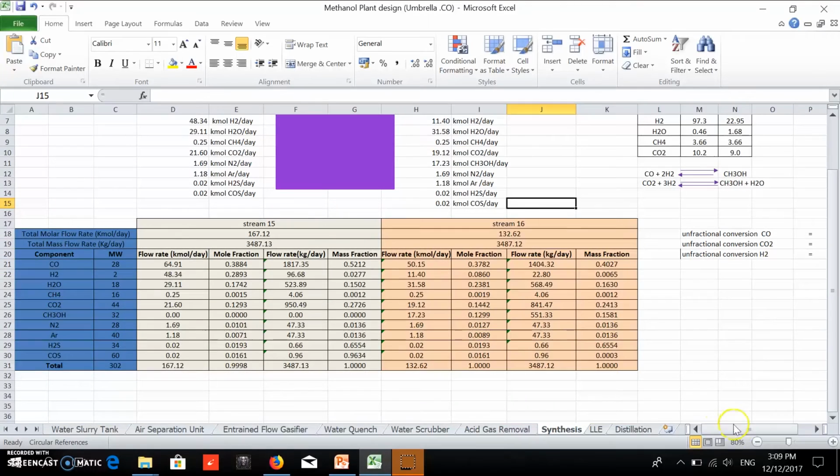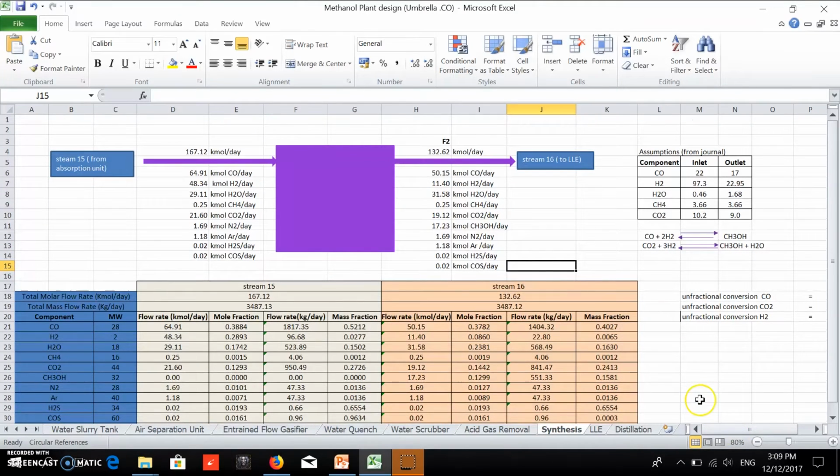Okay, next is the synthesis. I will explain about the synthesis unit. The synthesis unit feed comes from the absorption unit of acid gas removal. The equations for the synthesis unit are here: CO plus 2H2 producing methanol, and CO2 plus 3H2 producing methanol and water.